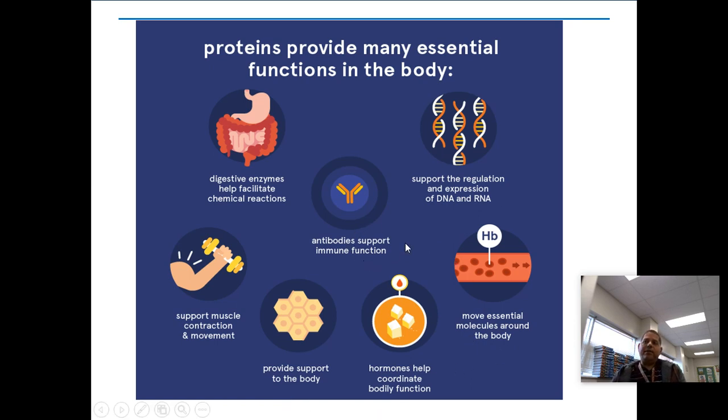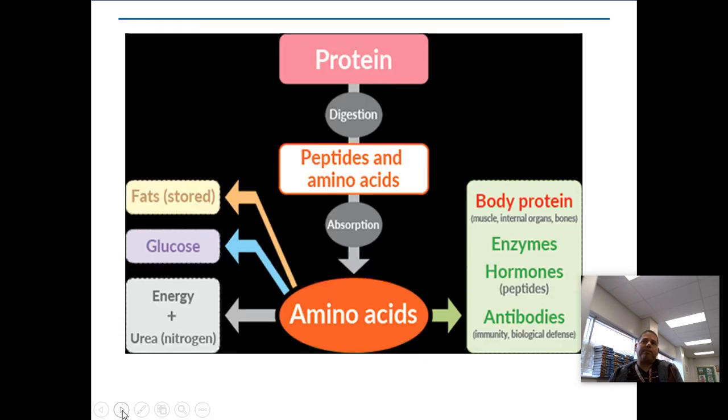Other things that proteins are involved in, they help make your antibodies. They help regulate gene expression. They provide support to your body, as well as muscle contraction and hormone development. Proteins can be broken further down into sources of energy when there's no carbohydrates and no lipids available. Your body can then take things that are made of proteins and digest them and break them into fats, glucose, and a necessary source of energy.